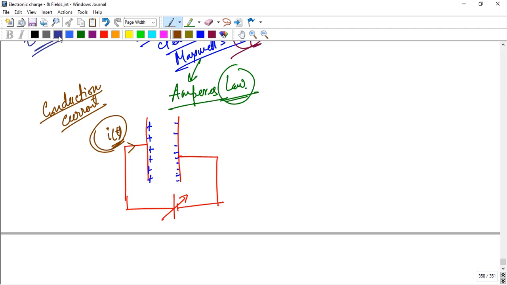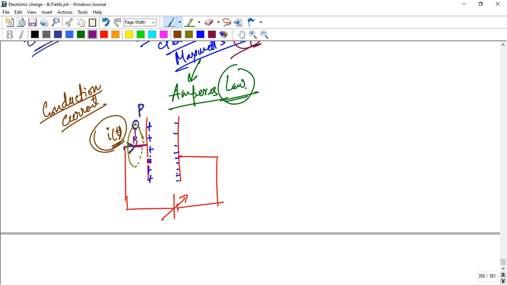Suppose we calculate the magnetic field at the point P. The current passes through the wire, this line. So we choose some Amperian loop, and the current passes through the center point. We choose the center point for easy calculation. Suppose the radius is r.